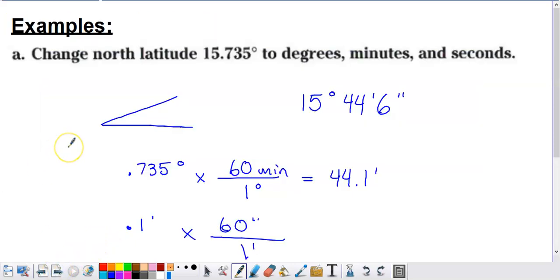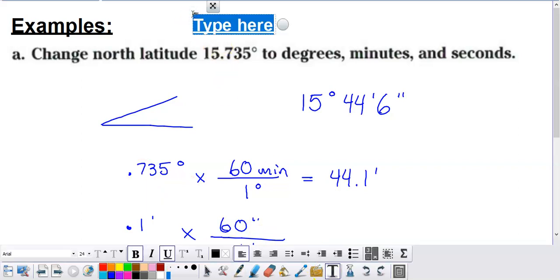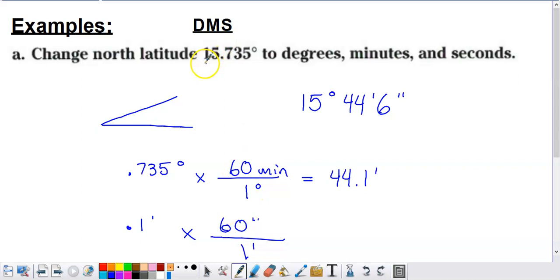So how do we do some converting? If you look at this particular problem, it asks us to change north latitude 15.735 degrees into minutes and seconds. So a lot of times this notation is abbreviated as DMS notation, degree minute second notation. So we start with just an angle that's measured in decimal notation, and we want to convert it to the appropriate number of degrees, minutes, and seconds. So here's the nice thing. We don't have to touch this piece right here, this 15. This is going to be the whole number of degrees in our new representation of the same angle.